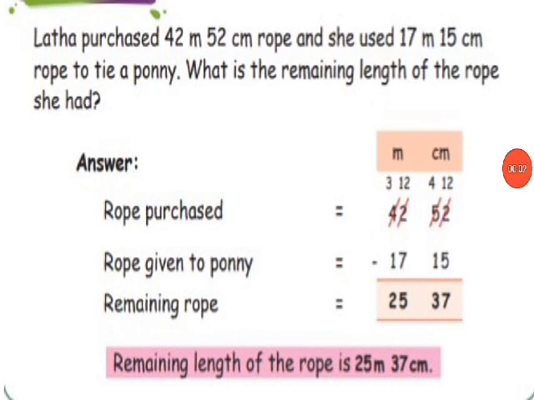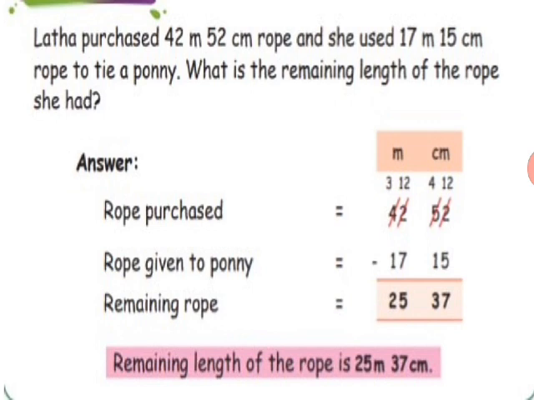So now we are going to do the answer. Meter, centimeter. Rope purchased 42, 52. Rope given to pony minus 17, 15. Now we are going to do subtraction, remaining rope. Dears, can you subtract 5 from 2? We can't subtract. For that, what should we do? We have to borrow. So here 12. Next place 5 minus 1, 4. So 12 minus 5 is equal to 7. 4 minus 1 is equal to 3.